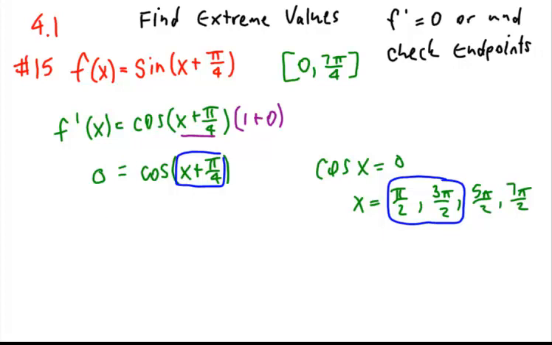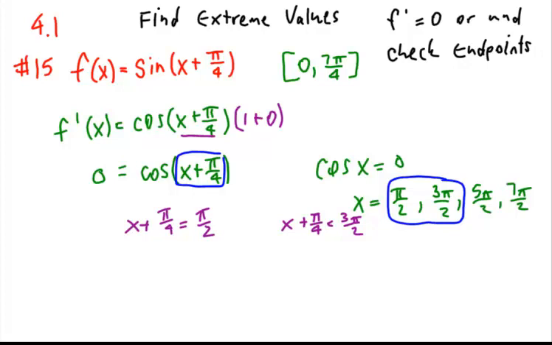I want x plus pi over 4 to be equal to pi over 2. This will give me a 0, because whatever number I add to x, if I can make a pi over 2, the cosine of pi over 2 is 0. That's what we're interested in. The other one we're going to check out is x plus pi over 4 equals 3 pi over 2. These are the two places on the unit circle where the cosine will give us a 0, and these are the only two places.